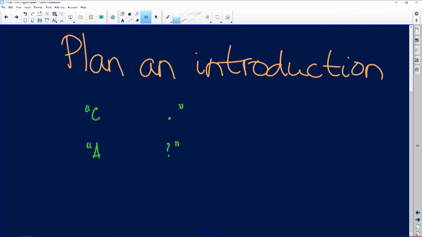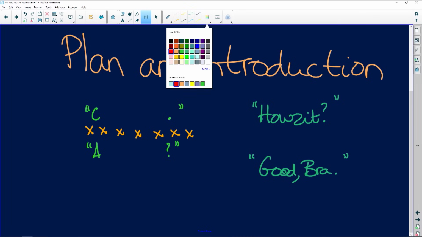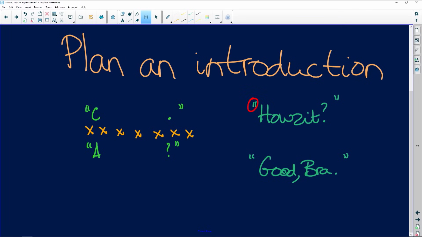The next thing, which many students forget, is that each new speaker is a new paragraph. So if you've decided that you're going to begin with, "How's it?", so you want to begin with a very colloquial opening and you go, I don't know, "Good, brah." Then you absolutely have to know how to punctuate and how to paragraph. So we've begun with opening the inverted commas and a capital letter, the question mark, close the inverted commas.